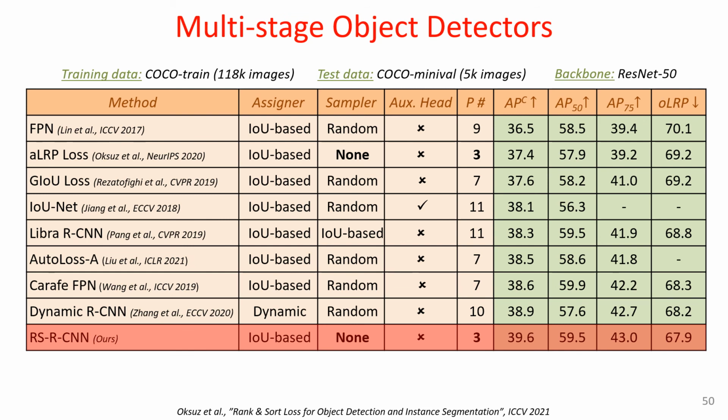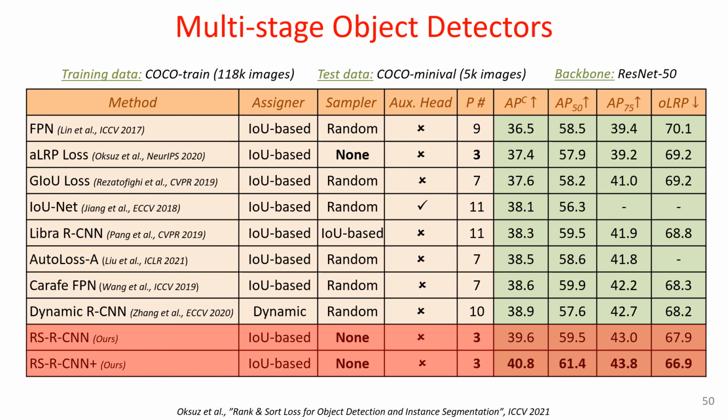In terms of its contribution to the performance, using RS loss with standard Faster R-CNN as a multi-stage object detector improves the performance by around 3 AP and 2 optimal LRP points on the COCO dataset, outperforming existing R-CNN variants. RS loss does not have any sampler, auxiliary head, and has the least number of hyperparameters. By using Carafe FPN instead of the standard FPN, the performance improves nearly to 41 AP.